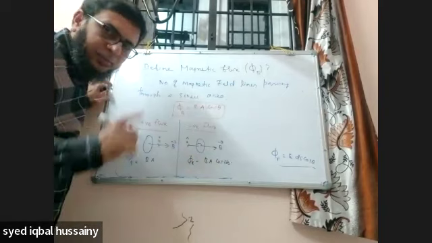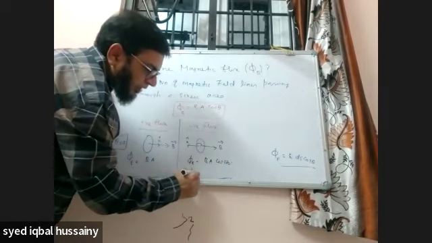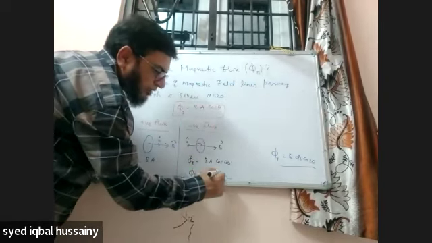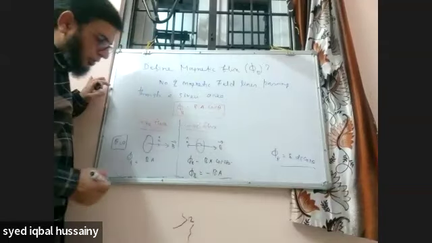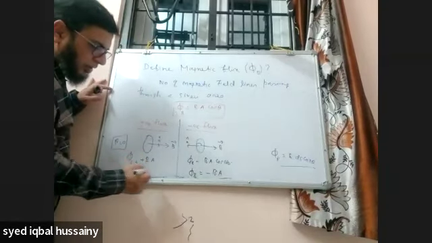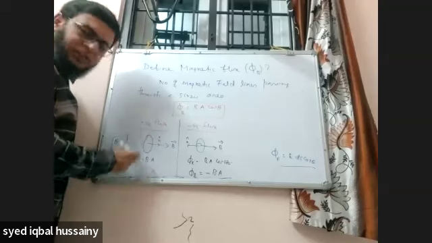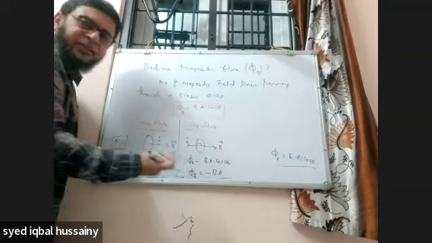Cos 180 का आंसर क्या हुआ? माइनस हुआ. So phi B is equal to minus BA, minus B dot A. Therefore, plus B dot A और यहाँ पे हुआ minus B dot A. So plus means positive flux, minus means negative flux.